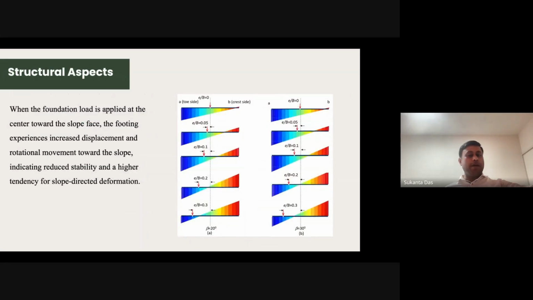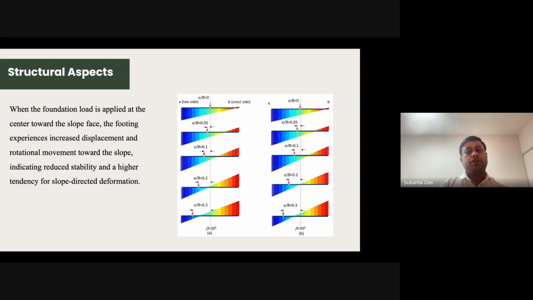So far we have discussed the mass participation and slope failure. Let's talk about the structural aspects also. We know that when you apply some load, the displacement or pressure beneath the structure, as it is in contact with the soil mass, is going to influence it.